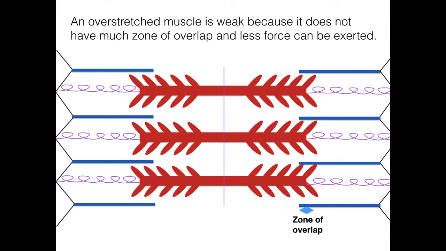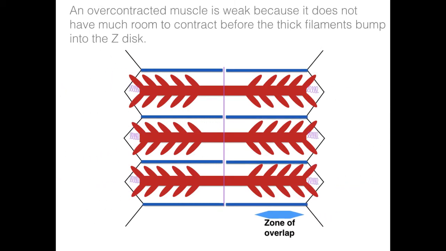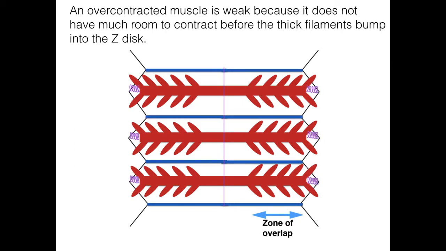So here we see an overstretched muscle. It is weak because it has very little zone of overlap, and it's only in the zone of overlap that force can be exerted. Here we see an overly contracted muscle. It's weak because it's already as contracted as it can get. There's no real room for more contraction to occur before the thick filament starts bumping up against the Z-disc. So it just can't get a real run at things.